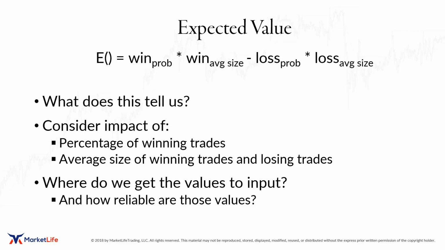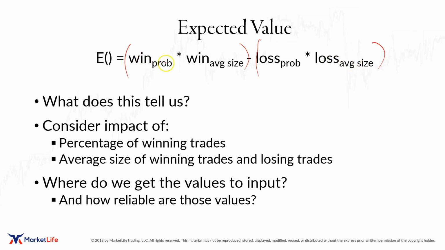There are others. When we start to look at an edge and to try to understand the edge, this is a formula that we use. This formula is called expected value. Sometimes you'll see it called expectancy. And it has two parts. The first part is the probability of a win, so your percentage of winning trades, times the average size of a win. And subtracted from that is the probability of a losing trade times the average losing trade.